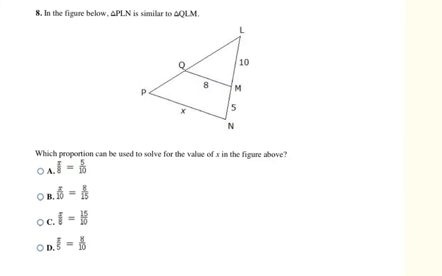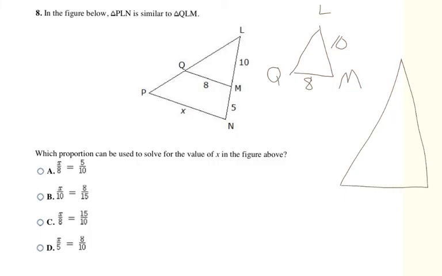Then you're also going to have shapes that are overlapping. So when they're overlapping, I find it useful to redraw them separately. So here's my smaller triangle, LQM, with a bottom number there, 8, and this side is 10. And then I have my bigger triangle, LPN, with the bottom here of X, and then this side, L to N, is 10 plus 5, which is 15. So that means this side here is going to be 15.